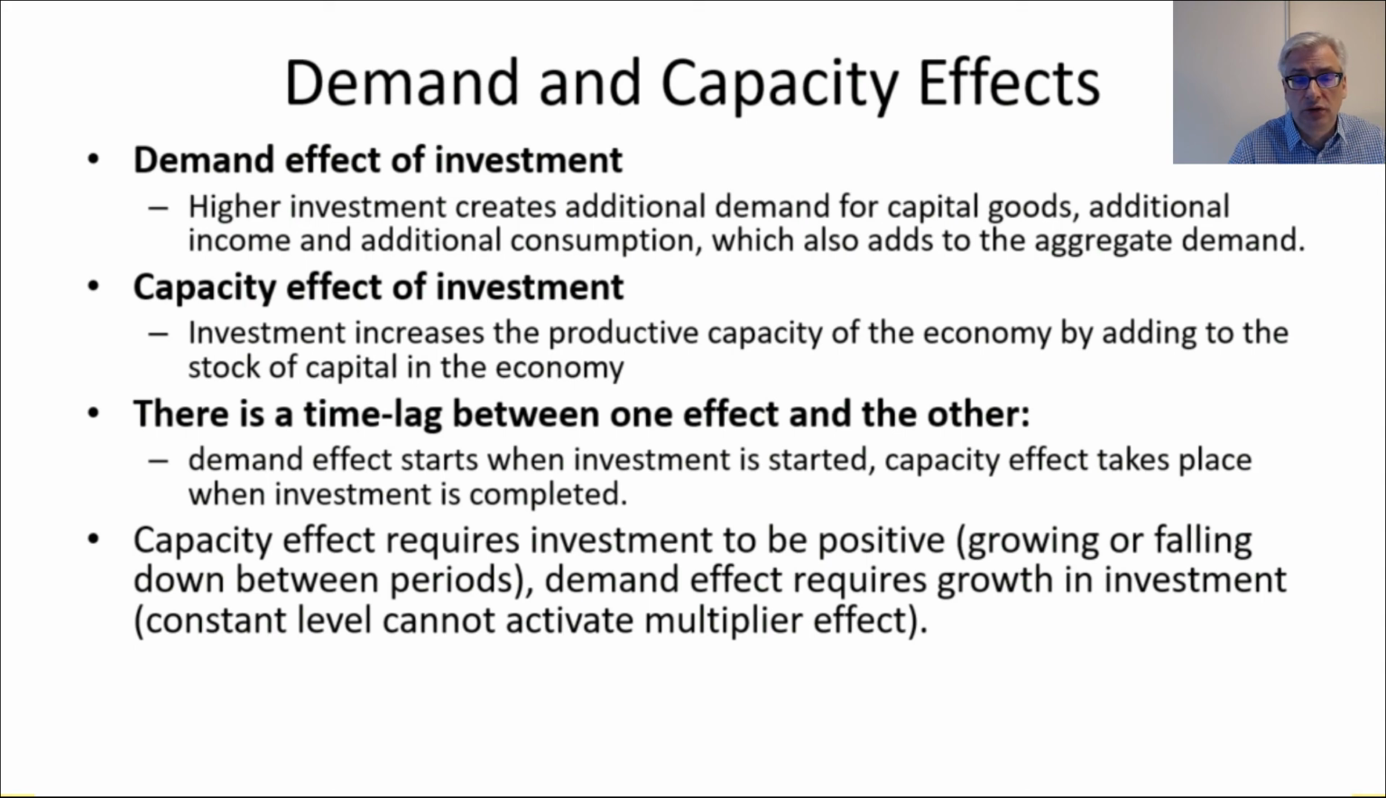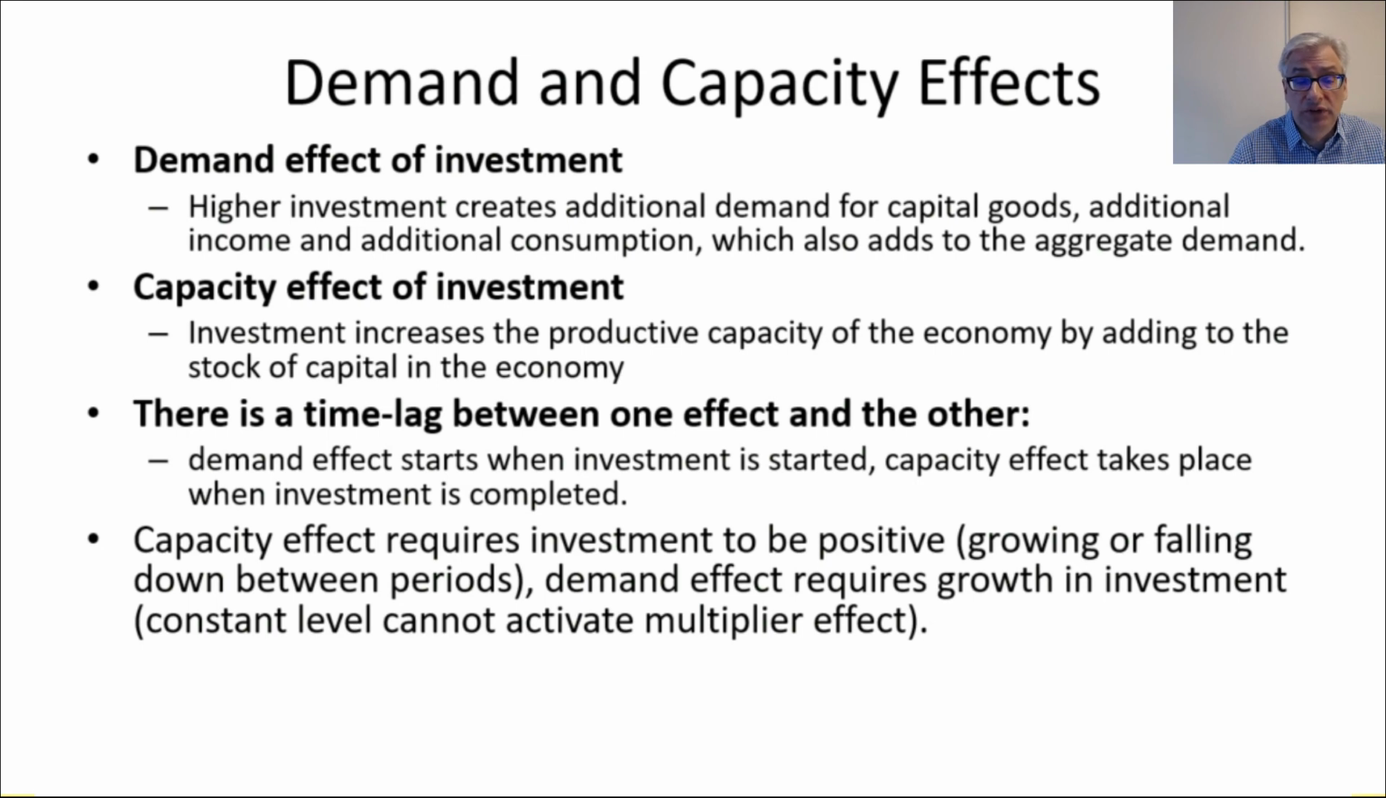You don't need any more concrete, you don't need any more bricks, you don't need any workers. The job is done, the factory is built. So this demand disappears from the economy. Now the capacity effect appears. Your factory is ready to produce, so you add to the supply side of the economy. So this is what happens when you decide to invest. First you increase demand, then you increase supply.